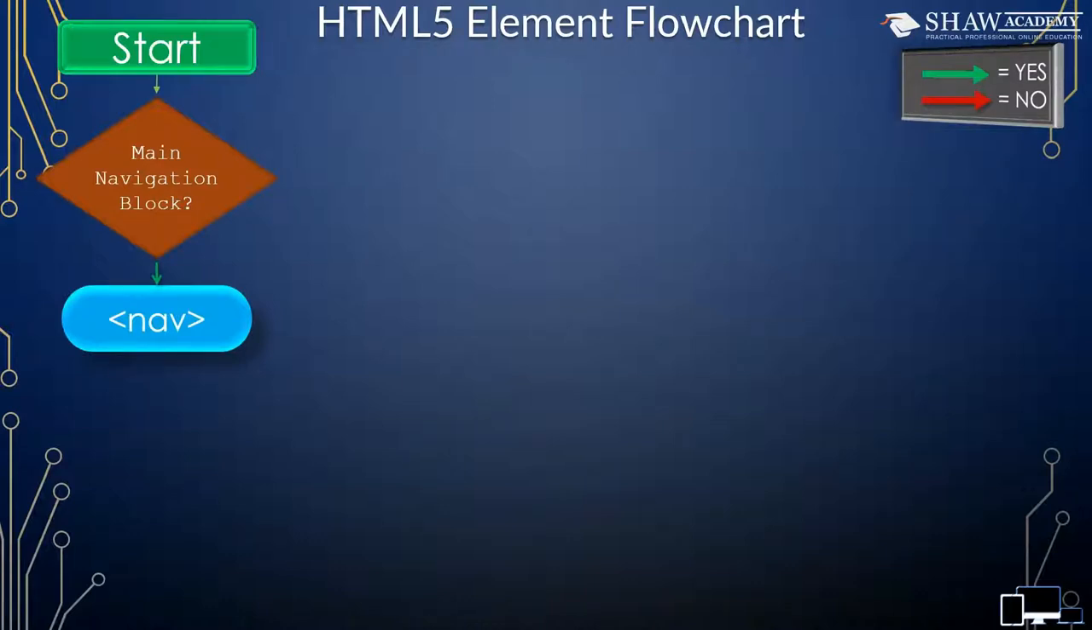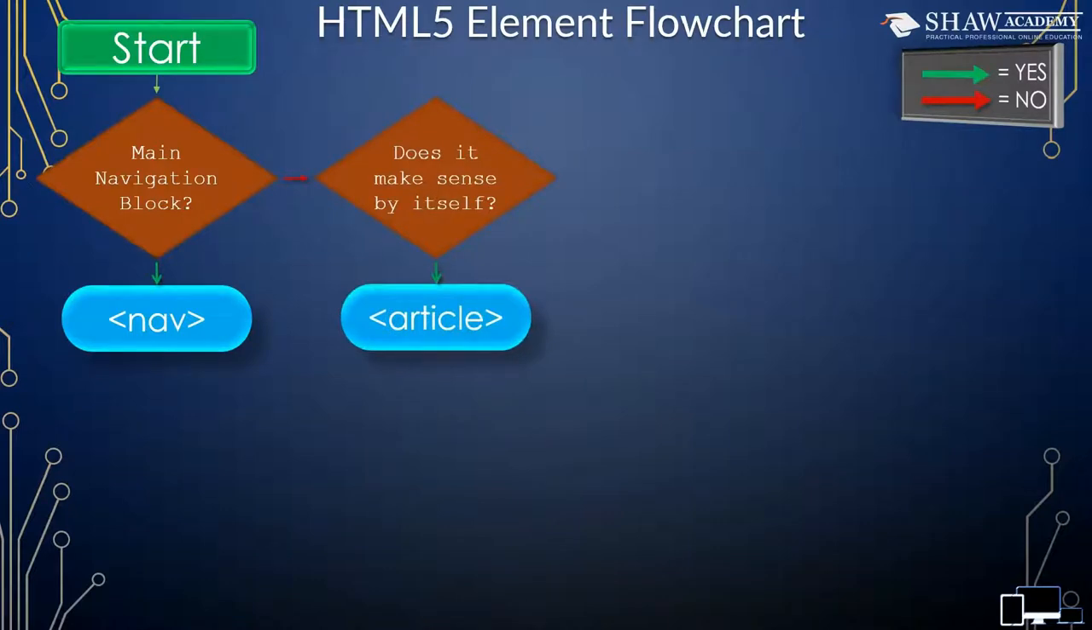Now, if it's not the main navigation block, you ask yourself another question. Does this section make sense all by itself? If you took away all the other parts of the website, could you just print this off and give it to someone and it would make sense? If so, then you can use an article tag, because that's what it's for. It's for a self-contained piece on your site.